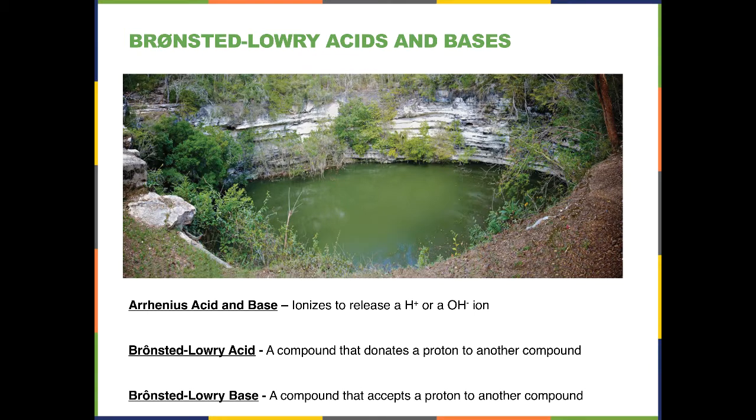A Bronsted-Lowry base is any compound that accepts a proton from another compound. So quite a bit broader definition, particularly of a base, compared to that of the Arrhenius definition. Now in the future we will talk about Lewis acids and bases. A Lewis acid is anything that accepts a pair of electrons, and a Lewis base is anything that donates a pair of electrons.